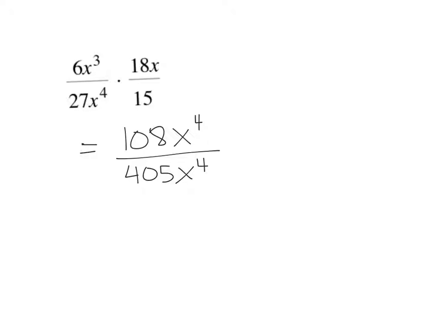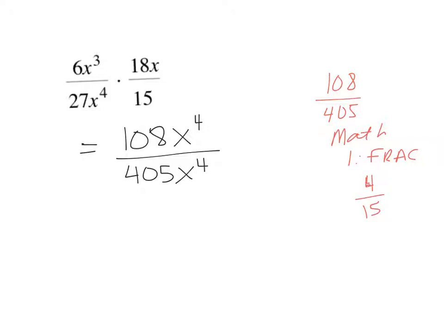Your calculator can actually do this for you. If you just type into your calculator 108 over 405, and then you hit math, 1 for fraction, your calculator will just spit out the fraction in its lowest terms. It's 4 over 15.